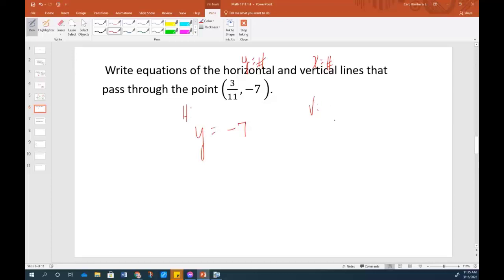My vertical is x equals, and in that particular point, it has to match up with that one because it has to go through that point. It's 3/11. Okay, so those are the equations of the lines. They're almost so easy that sometimes we forget them, but you just have to go through that particular value.